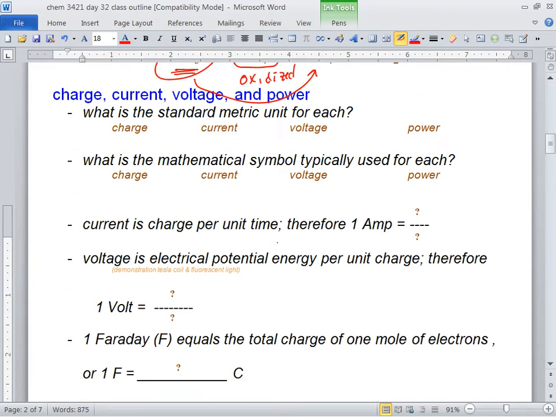Charge, current, voltage, and power. So see if you can figure out what the standard metric unit is for those. I forgot something.